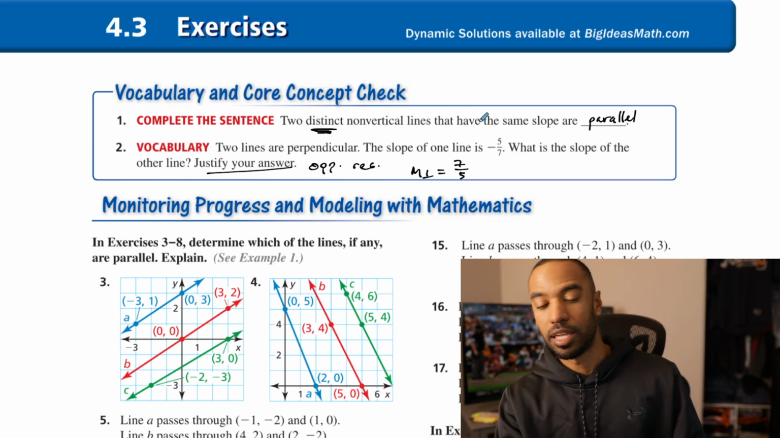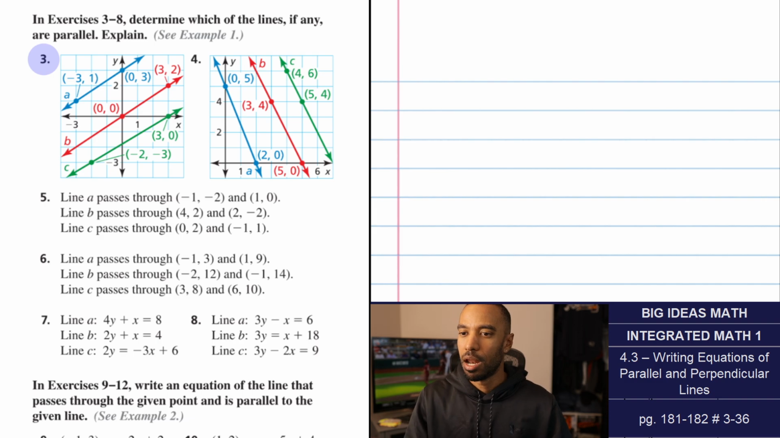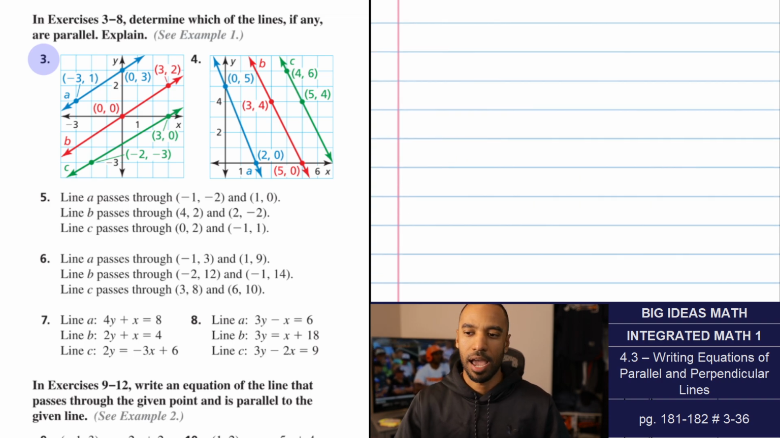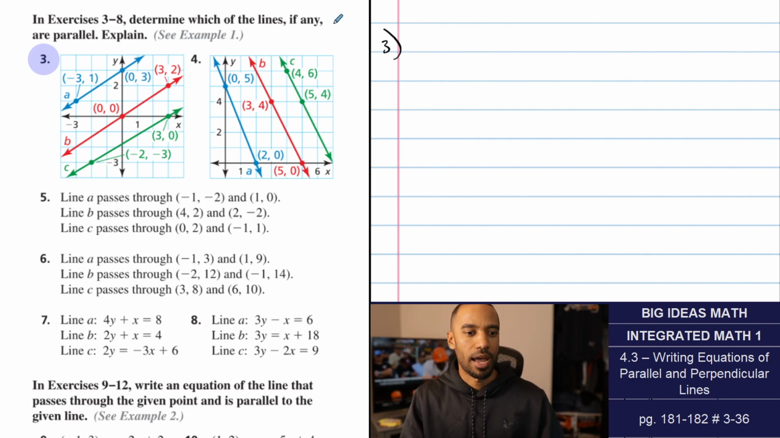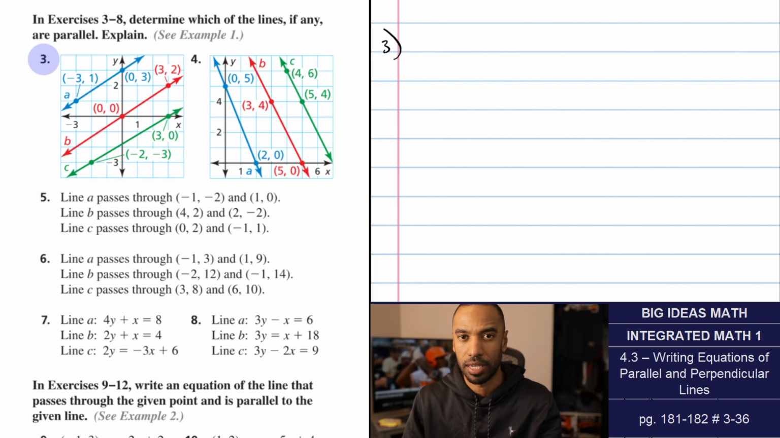Okay, guys, we're going to go ahead and get to the problem set. I believe we have numbers 3 through 36 to do, so not too many in particular, but it depends on the overall work. So I'm going to go ahead and get started. Numbers 3 through 8, we're going to determine which of the lines, if any, are parallel and explain. Now, I stated this in the lecture as well, and it's probably something that you've heard from me before. We're not going to just look at them and say, yeah, they look parallel. We're going to have to do the calculations.